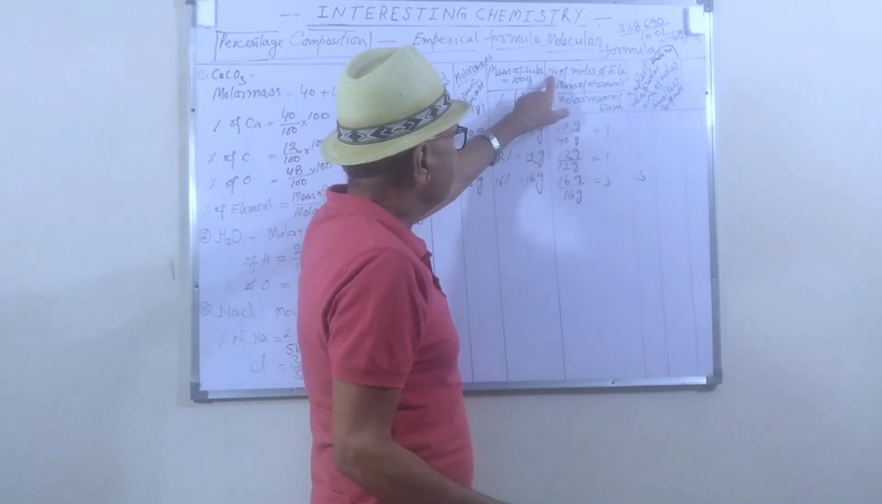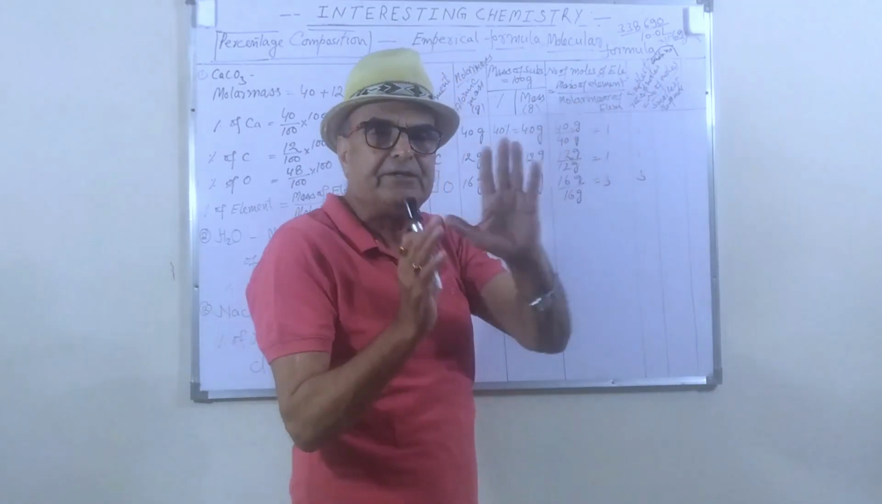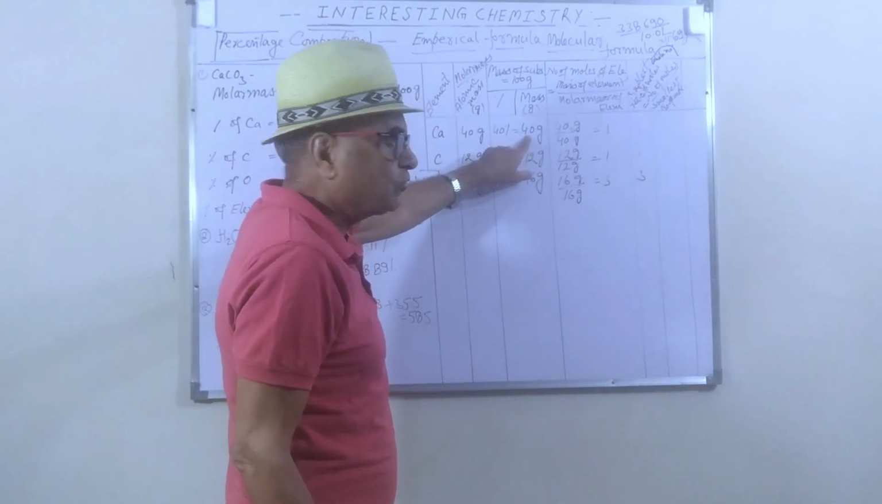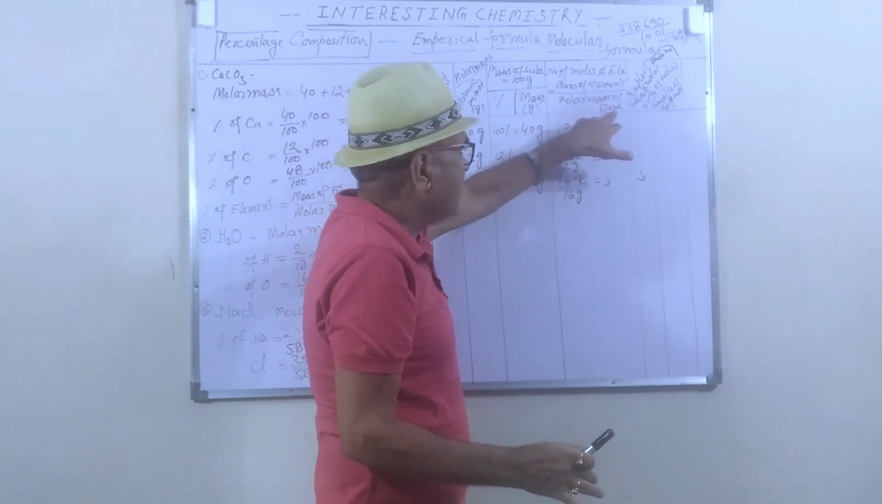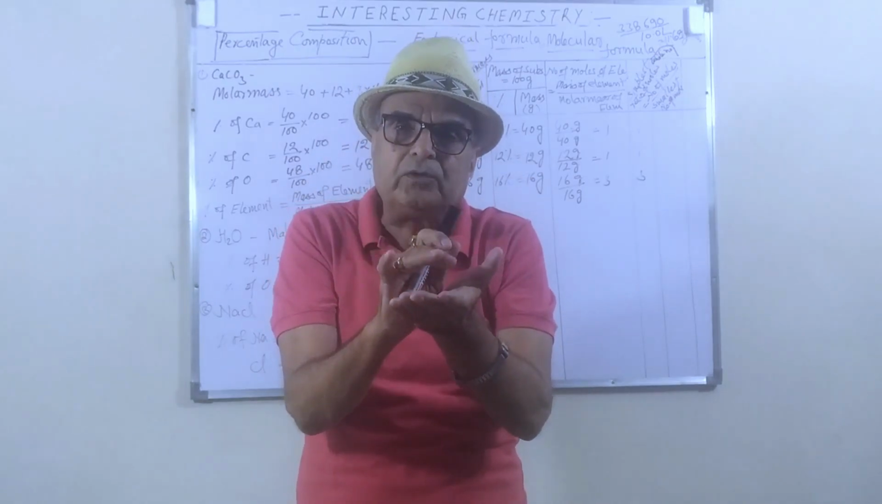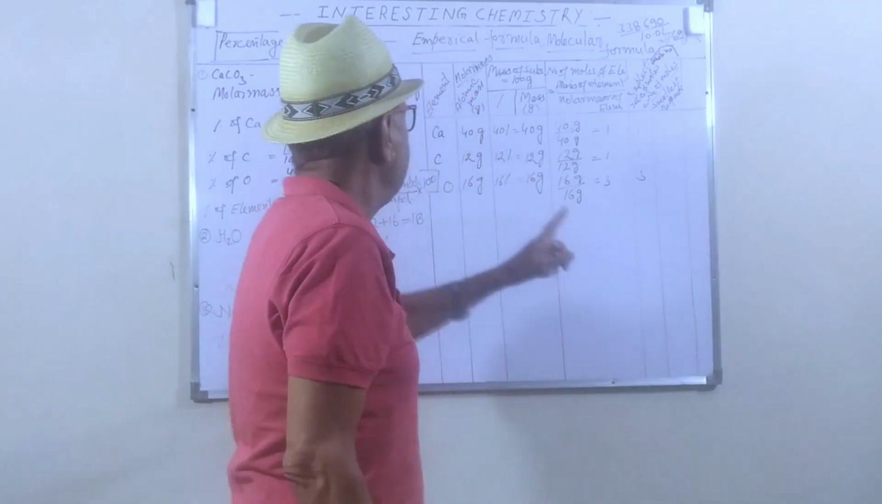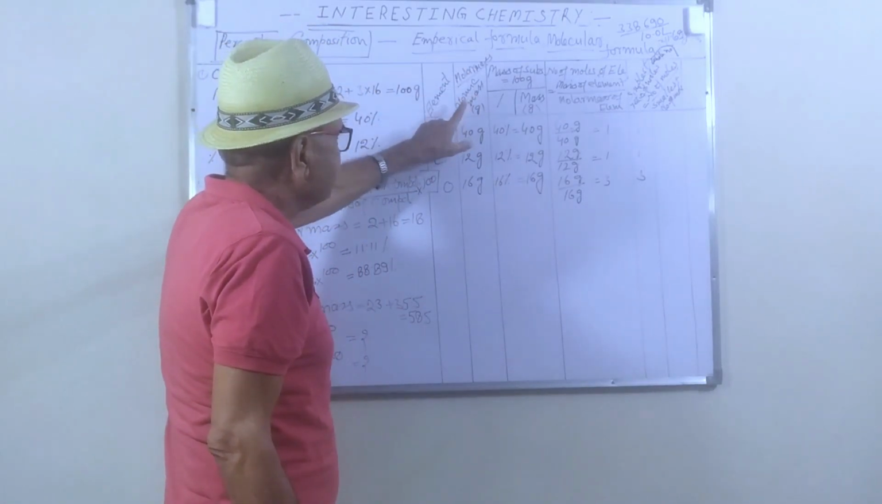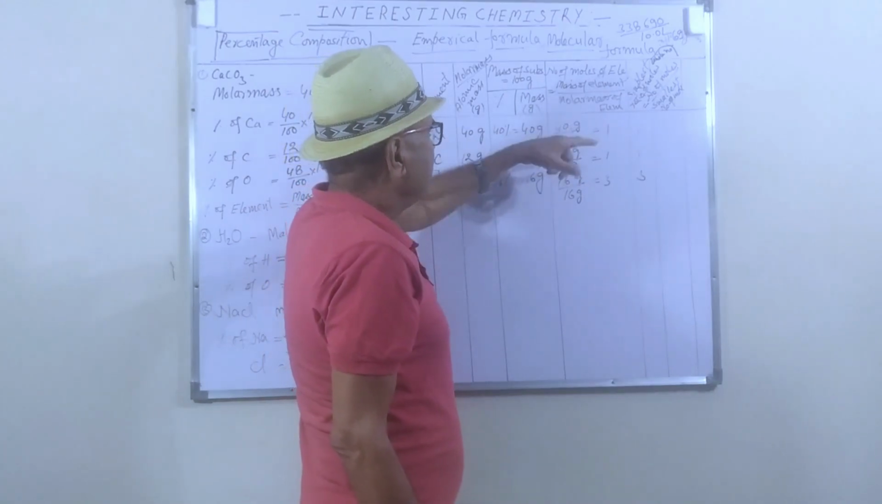I have written: number of moles of element is equal to the mass of the element in the compound divided by the molar mass of the element, which is equal to the atomic mass of the element. I have shown it, molar mass and atomic mass. So again, how will you get those?